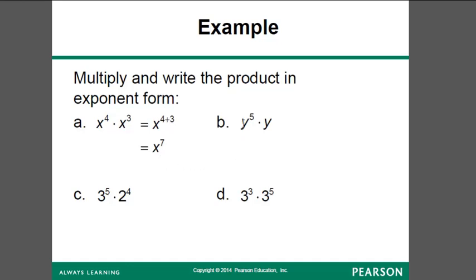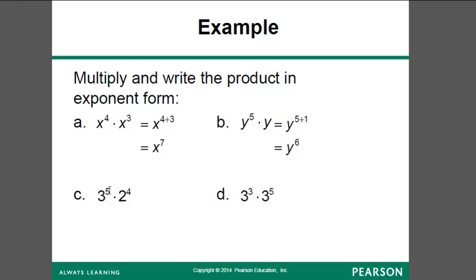Now whenever we look over here at the y's, remember, if there's no exponent, it's an understood 1. So whenever I go to write this as a single exponent, I have y to the 5th times y to the 1st. So I'll add 5 plus 1 and get y to the 6th.